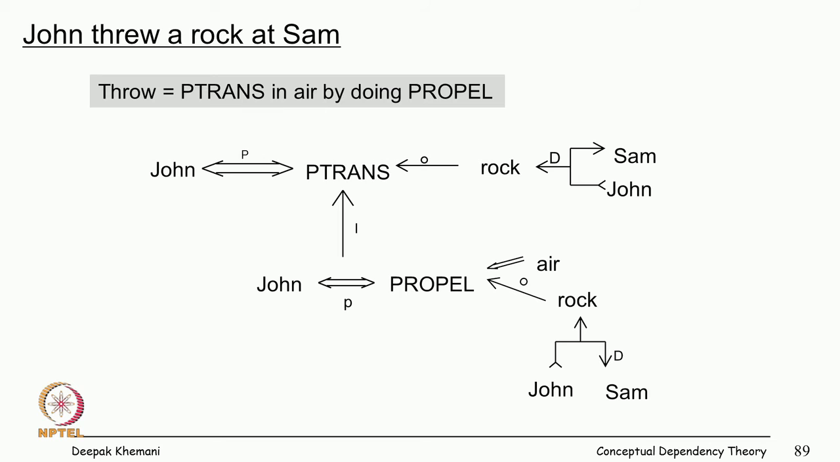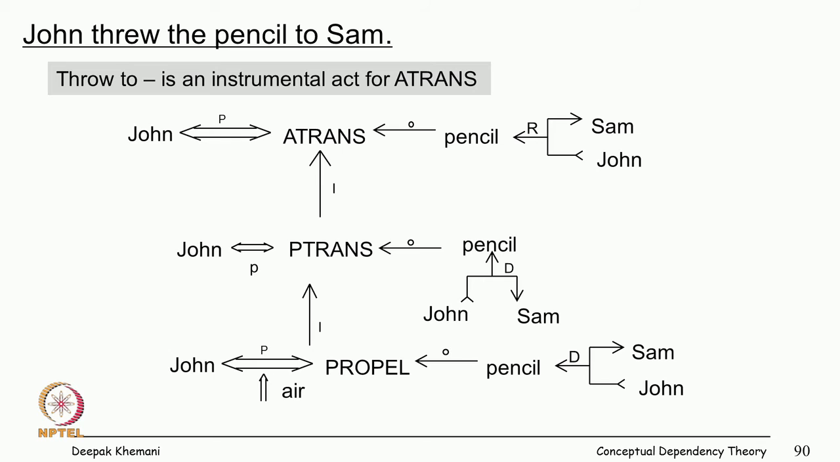So, here we have used the word at, John threw a rock at Sam, but if we had something like John threw the pencil to Sam, then we should model it as abstract transfer of position. So, if you are giving the pencil to somebody, at the top level the action is A-trans, John A-trans the pencil to Sam. An instrumental act is the P-trans, which is that he moved the pencil from him to Sam, and the further instrumental act to P-trans is propel, that he propelled, he pushed the pencil in the air towards Sam essentially.